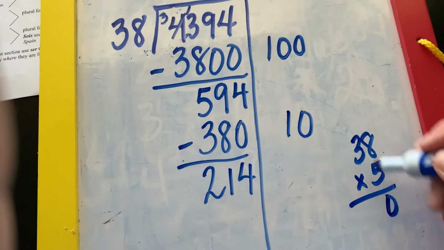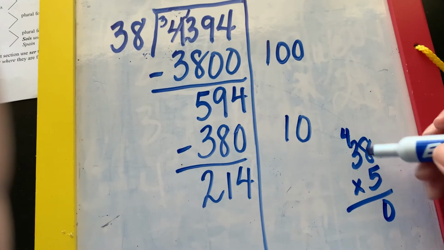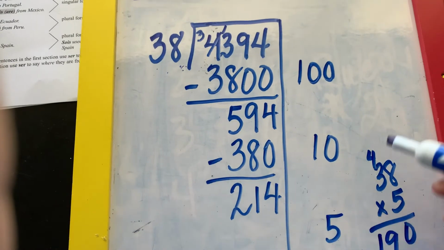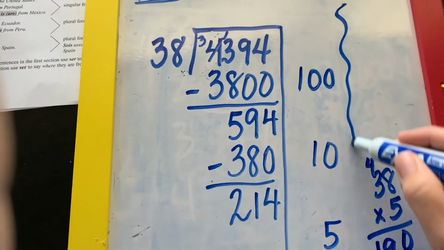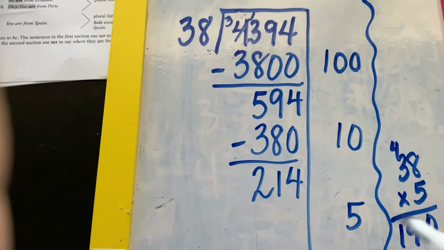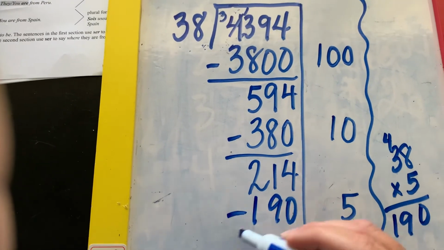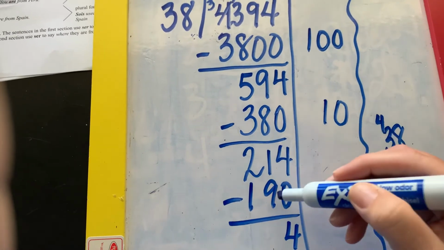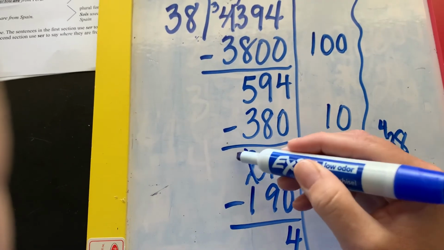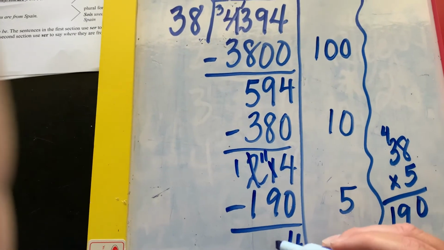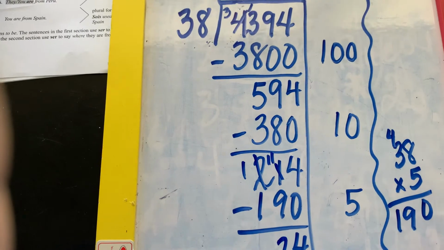8 times 5, 40. 3 times 5, 15, plus 4, 19. So if I did times 5, I'm just going to go like this because this is like my extra work on the side. 38 times 5 is 190. Now look at that. I got pretty close. 4 minus 0, 4. 1 minus 9, you can't do it, so you cross this out, make this a 1, and this becomes an 11. 11 minus 9 is 2.